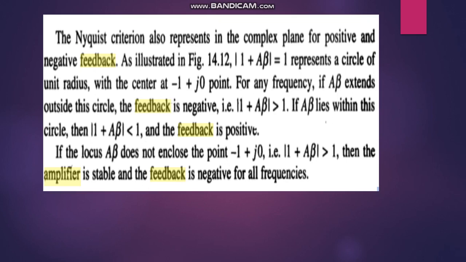So the feedback is negative for all the frequencies. Simply we can say that if A into beta does not enclose this point, the amplifier is stable, that is modulus of 1 plus A into beta greater than 1. If it encloses this point, it is called positive feedback, and then the amplifier is unstable. Here the locus A into beta does not enclose this point, so the amplifier is stable, and the feedback is negative for all the frequencies. So here the stability is achieved by using this Nyquist plot or Nyquist method.